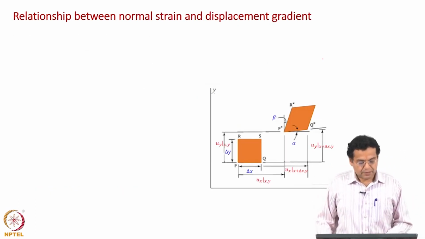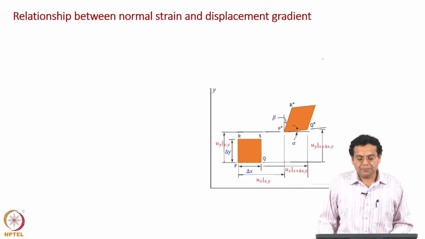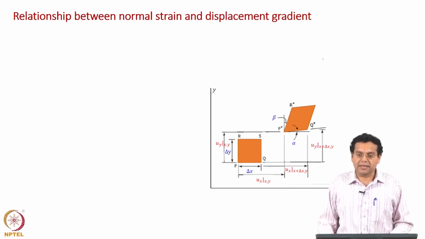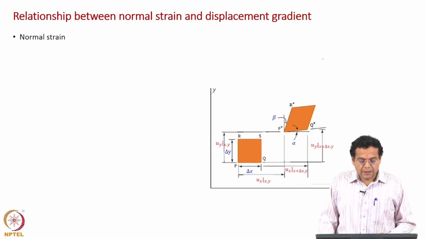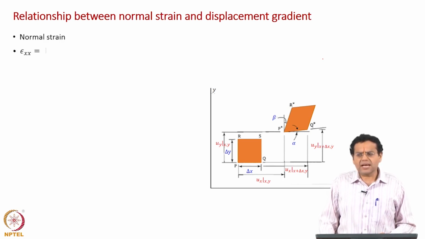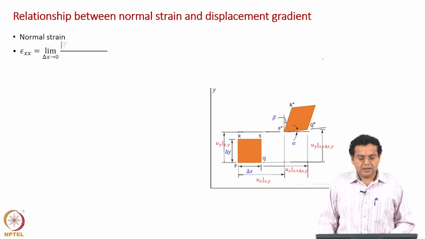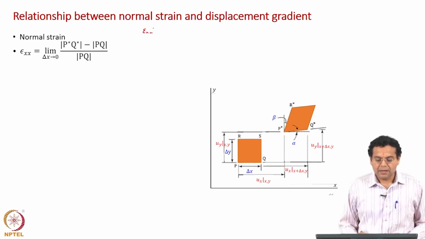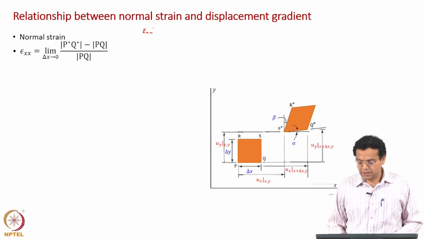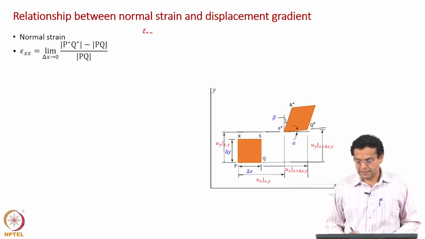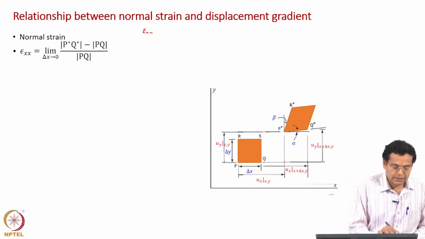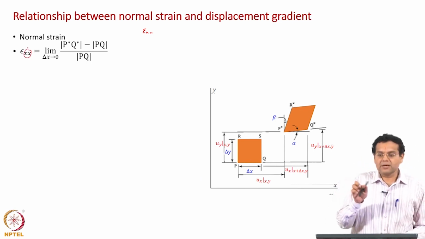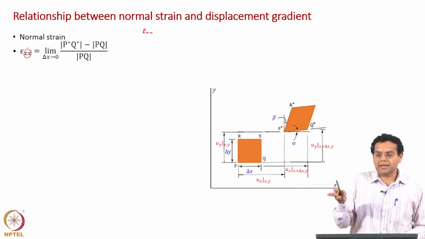Now, we are proceeding towards deriving a relationship between normal strain and displacement gradient. Let us start with the definition of normal strain. What is the definition of normal strain? Change in length by original length. We define, introducing epsilon_nn. Our direction is along the x axis, because we are going to consider the line element PQ. So, that is why this is epsilon_xx, the normal strain for a line element oriented along the x axis.